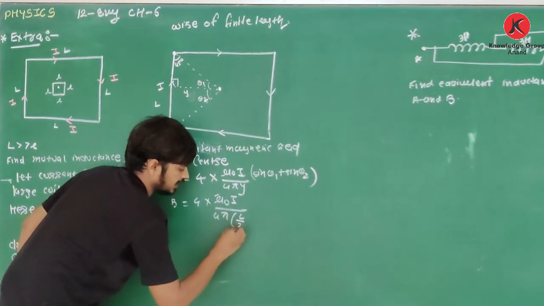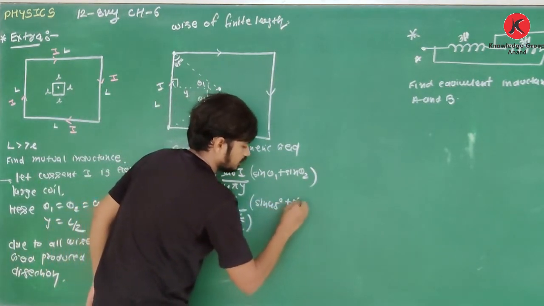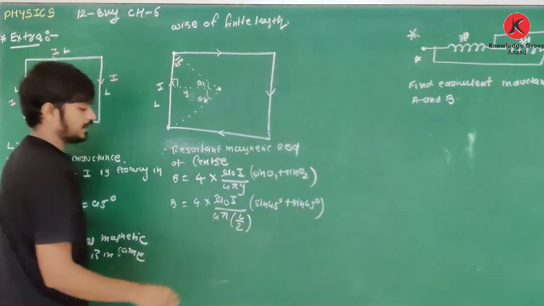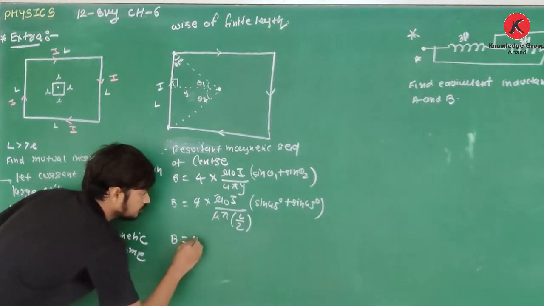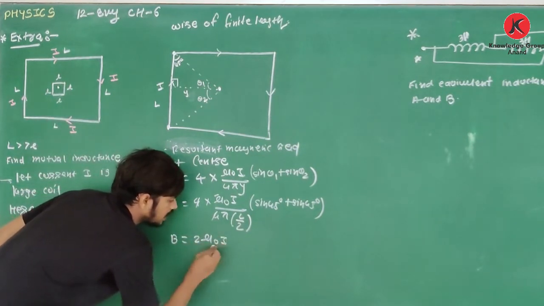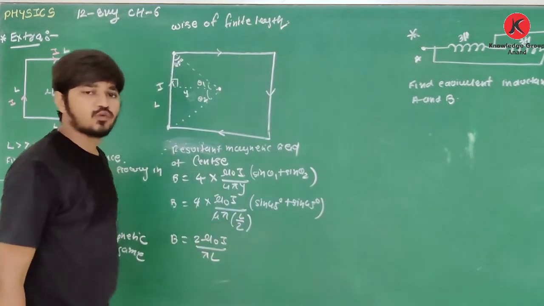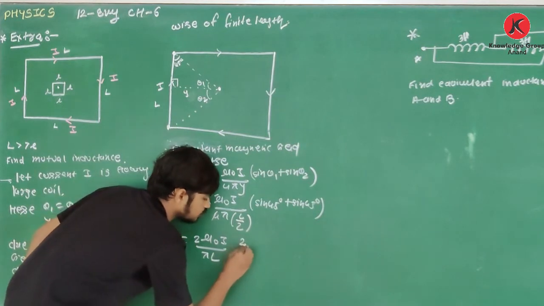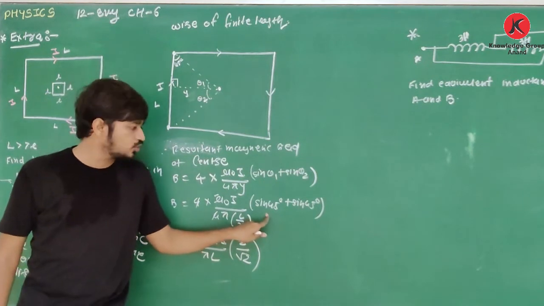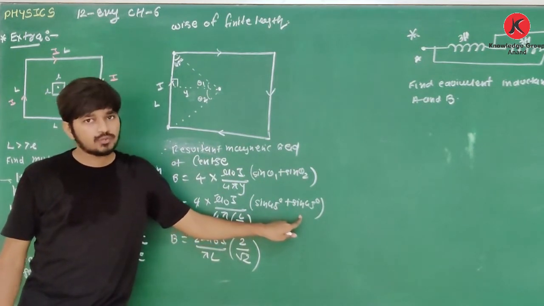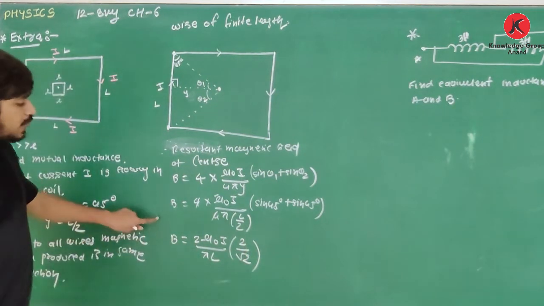What is the value of y? L by 2. Here it is sin 45 plus sin 45. Okay, so this 4 cuts with this 2, we can write it in the numerator. So B is equal to 2 mu 0 I upon pi L, times sin 45, which is 1 upon root 2, plus sin 45, which is 1 upon root 2. So I can write it as 2 upon root 2. Clear about this? So it is the magnetic field.